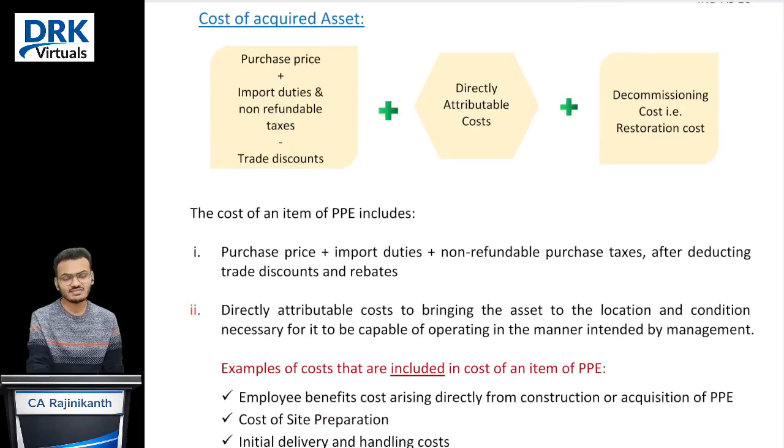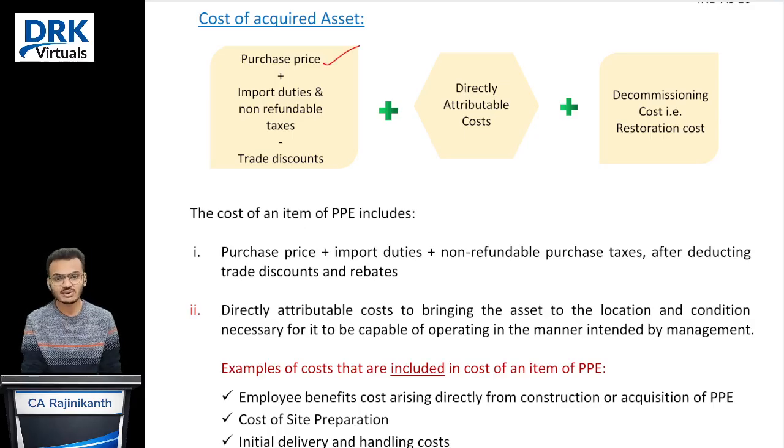Firstly, cost of an acquired asset means what? There is a ready-made asset available in the market. We are approaching to acquire it on either a cash or credit basis, right? So what are all the costs included for capitalization and what are all the costs that should not be included for capitalization? That is our discussion, right?